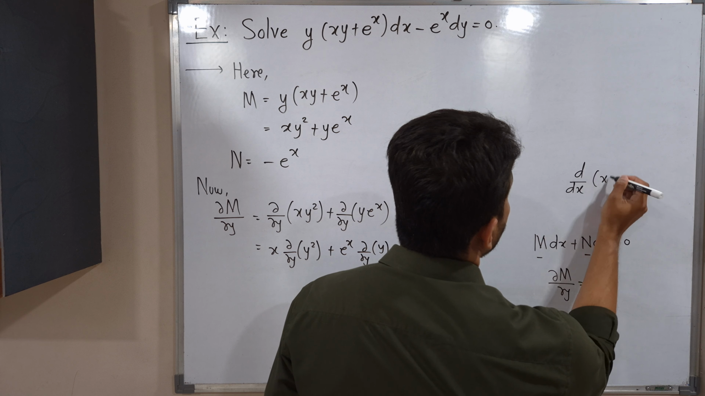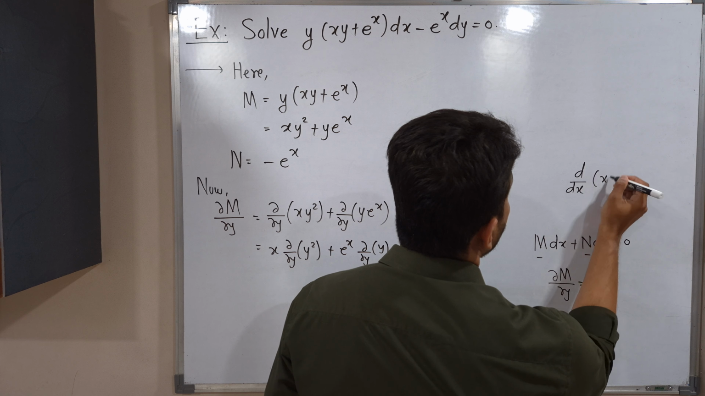Let us move further. Let us find the second partial derivative, the partial derivative of N with respect to x. Only one term is there, so the minus sign is constant and we can take it outside. The derivative of e raised to x is e raised to x. Now both of them should be the same, then we say it is exact. But here we are getting both of them different. So that means the given differential equation is non-exact.